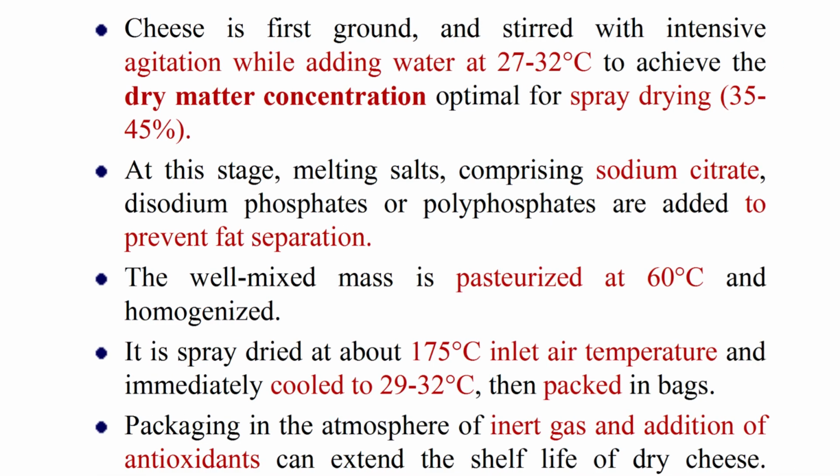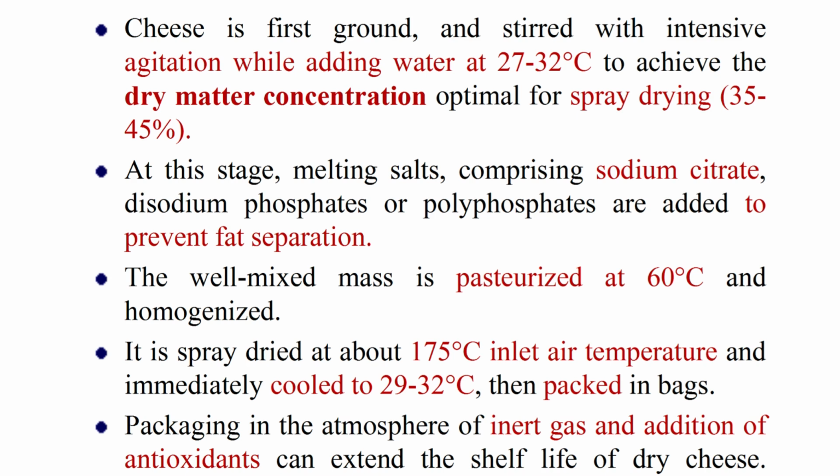To make spray-dried cheese powder, cheese is first ground and stirred with intensive agitation while adding water at 27 to 32 degrees Celsius. The goal is to achieve a dry matter concentration, optimal for spray drying, which is between 35 and 45%. At this stage, melting salts like sodium citrate, disodium phosphates, or polyphosphates are added to prevent fat separation.